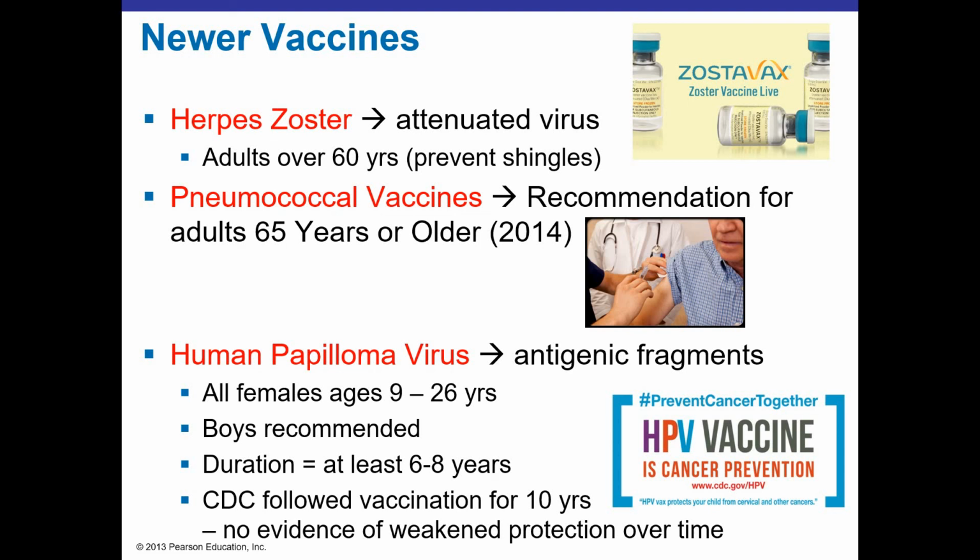The recommendation is for all females ages 9 to 26 to get the vaccine. It's recommended for boys as well. Usually this starts at 11 or 12 years of age to get the first of the two in the series. We're not sure about the duration, at least 6 to 8 years, but the CDC has been following the vaccination for over 10 years now, and there's no evidence of weakened protection over time. So that's why they have their campaigns of trying to educate people that the HPV vaccine is cancer prevention.